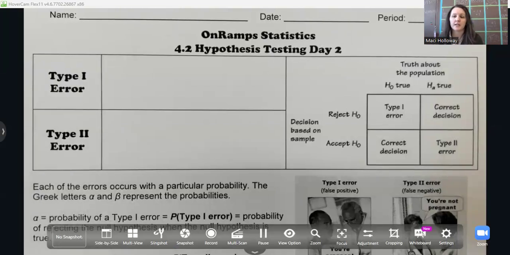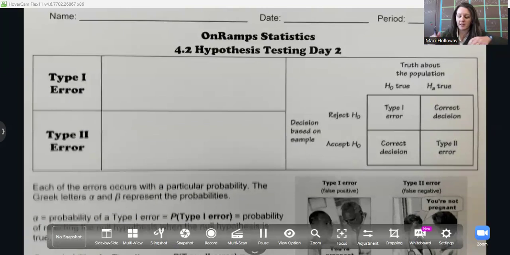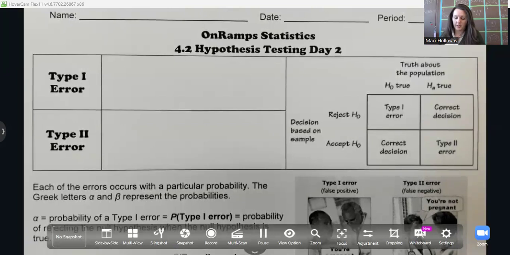So this is our second day for hypothesis testing for 4.2, and we want to talk about a few things that can occur when we do hypothesis testing and what happens when either we don't get the results that we want or we misrepresent the results that we have. So there are two types of errors that can occur during hypothesis testing when the statistician does not evaluate his null hypothesis and/or alternative hypothesis correctly.